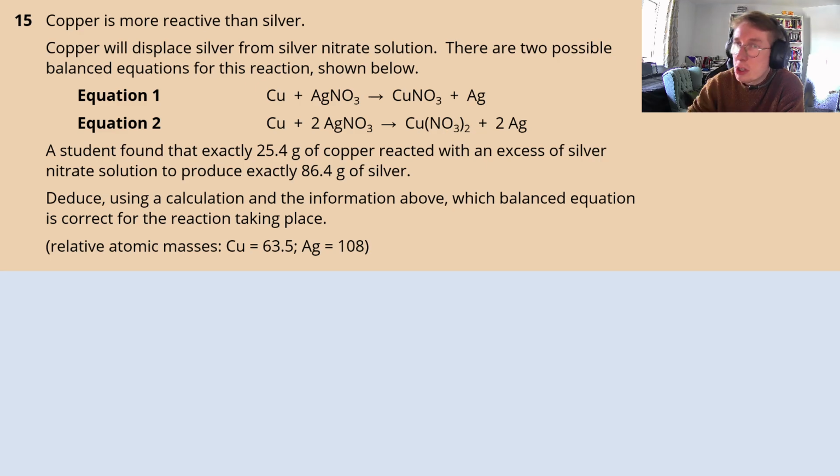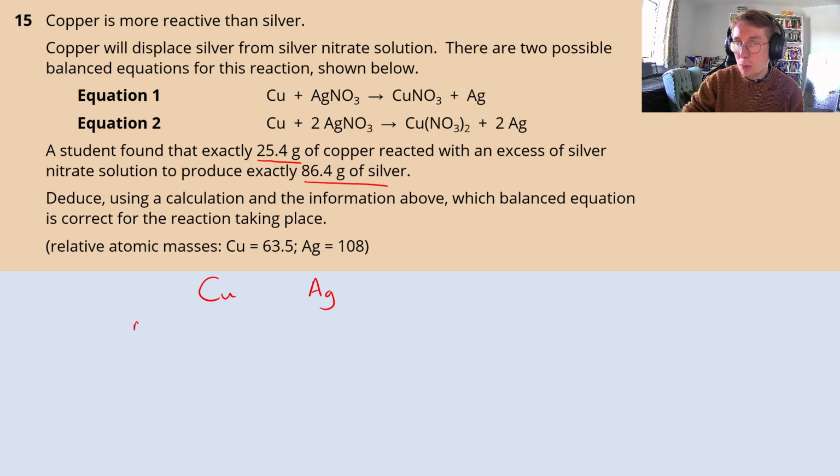Now we're given some crucial information in the question, and we're told that the student found that exactly 25.4 grams of copper reacted with an excess of silver nitrate to produce exactly 86.4 grams of silver. So we've been given some masses. We've been given some relative atomic masses, so you can probably guess what it is we're going to do next. We are going to find the number of moles of each of these substances that we have. So we've got copper, that's our reactant. We've got silver, that's our product.